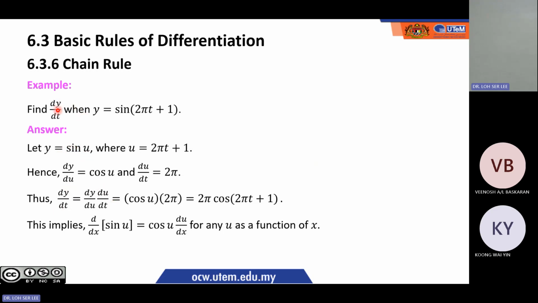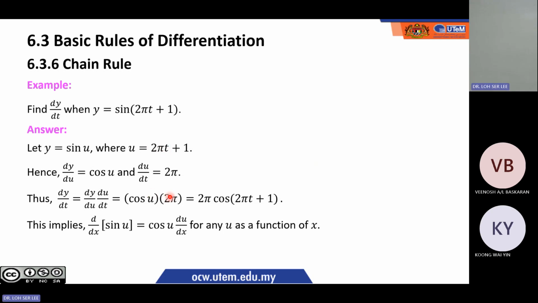Next you have to write this up. We want to find dy/dt. So the new variable is u, so you have dy/du and then du/dt. We have to find dy/du from here. Differentiate y with respect to u, you get cos u. For du/dt, differentiate this u function with respect to t, so we get 2 pi.